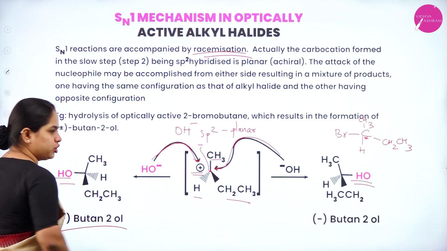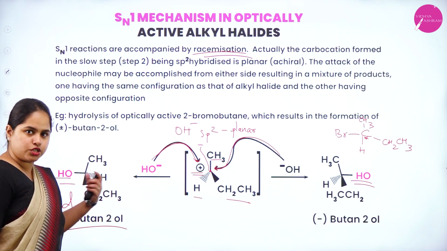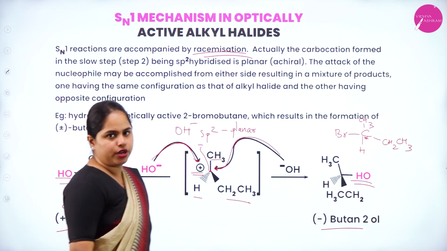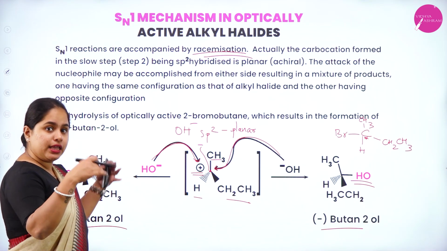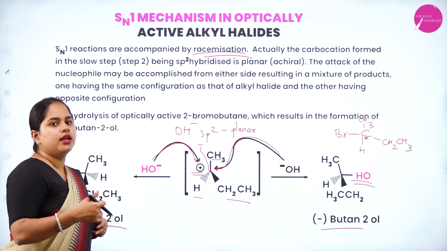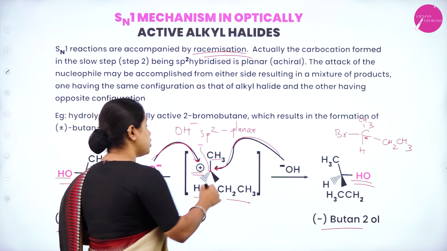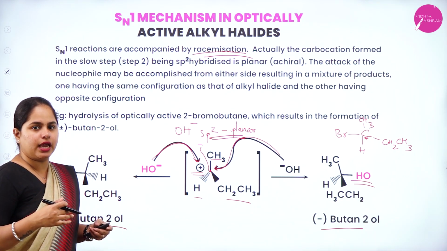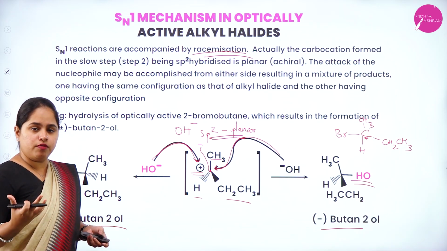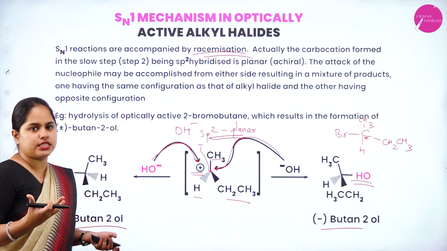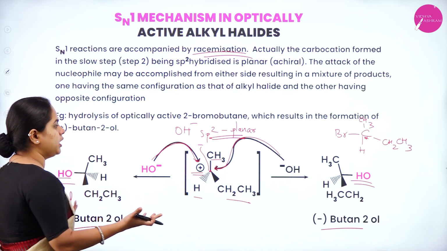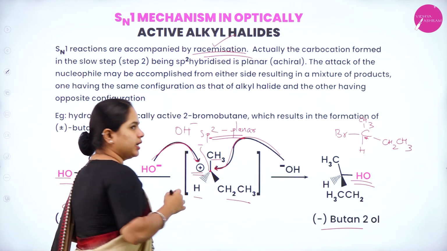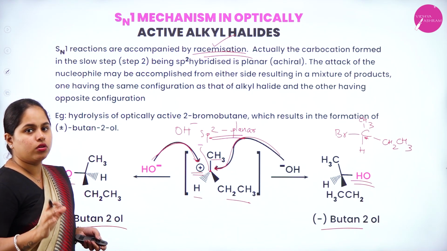So this is plus butan-2-ol, that is, this is your D form, which is dextrorotatory. And this is your minus butan-2-ol, which is levorotatory. So in either way, from the right side or the left side, the attack of the nucleophile can take place because your carbon is an sp2 hybridized carbon and planar. Hence the D form will be formed, the L form will also be formed, dextro as well as levo. They will be present in equal amounts, hence a racemic mixture will be formed. That is why we have written that it is undergoing racemization. So SN1 reaction undergoes racemization.